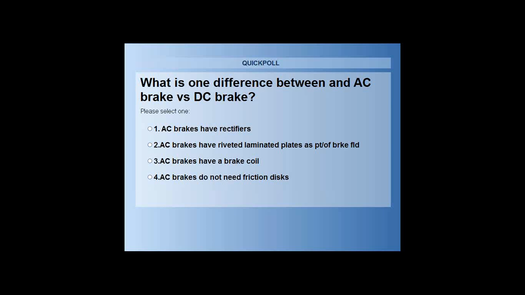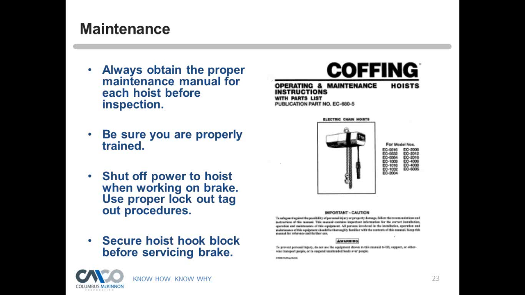Yeah, those that voted for 2, right? That is one of the differences. You would have shading coils as well as riveted laminated plates for your brake field. That's pretty much of an AC brake setup. AC brakes do not need rectifiers. Those are for DC brakes. All brakes have a brake coil. Okay, so we do need that coil to create a magnet. And brakes need friction discs, so it wouldn't be number 4, because otherwise it wouldn't be a brake if you didn't have a friction surface.